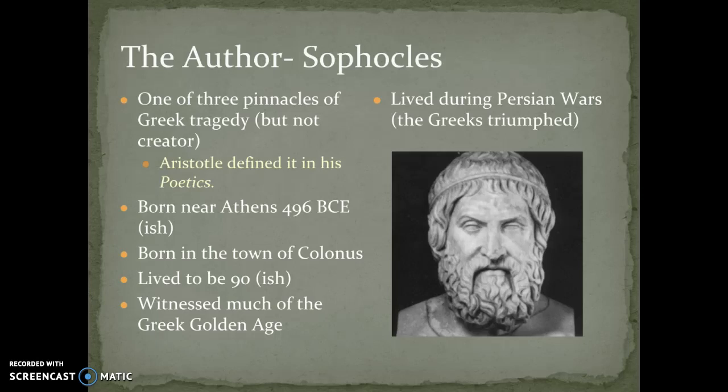Sophocles was born near Athens in 496 BCE-ish. He was born in the town of Colonus. Lived to be 90-ish. He witnessed much of the Greek Golden Age, the high point of that culture, and he also lived during the Persian Wars, and the Greeks did triumph in that, so it helped lend itself to the Greek Golden Age.